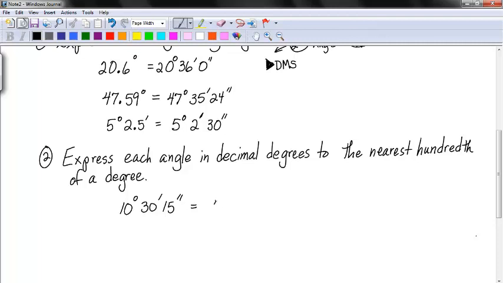Now on the rounding, they want it to the nearest hundredth. And if you look, the answer is like 10.504. You're going to look at the third place. If that's 5 or greater, you're going to round that up. It's not. So our final answer is 10.50, and the units are degrees.